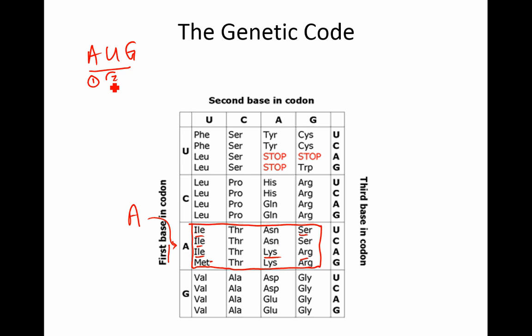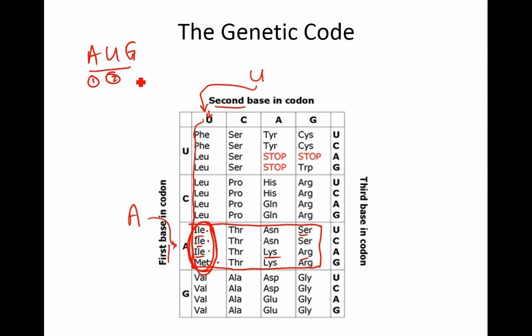Our second base in our codon is U. You'll notice at the top it says second base in the codon, so you're going to find the U. Where's that U? There it is right there. So now I know that my amino acid has got to be somewhere in this column. So I'm going to go down to where it overlaps with my first base, and there it is right there. So now I know that my amino acid must be one of these four options: isoleucine, isoleucine, isoleucine, or methionine.